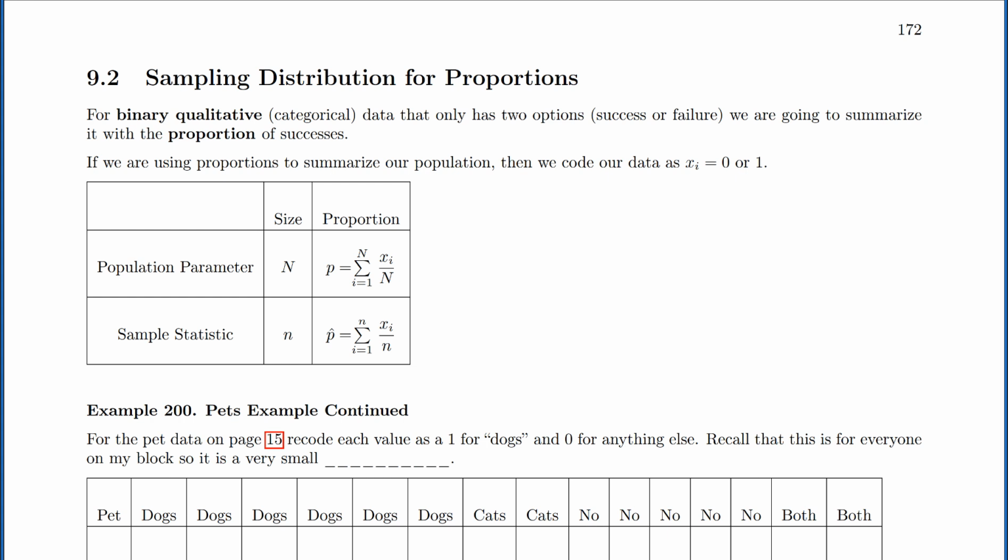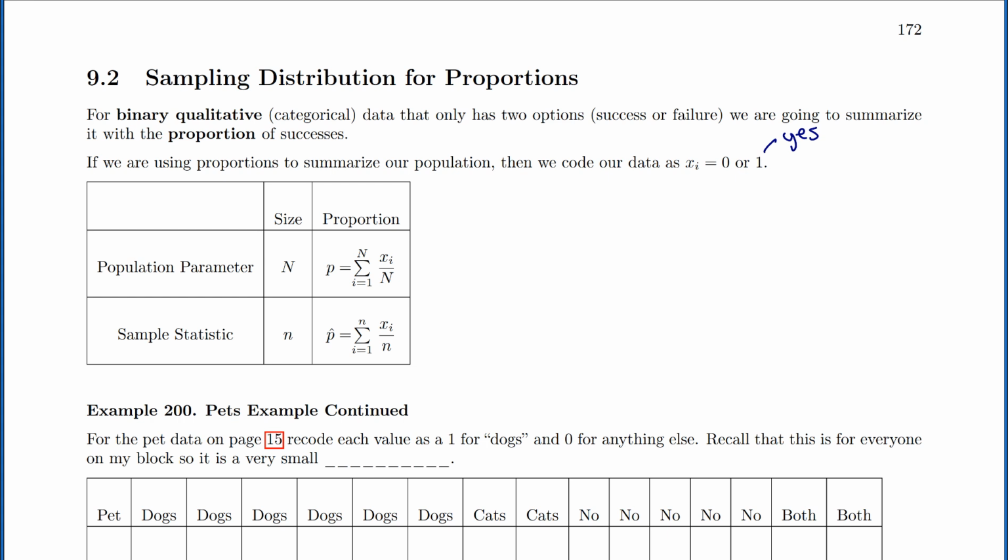So if we have binary qualitative data, remember qualitative is categorical, that only has two options, success or failure, we are going to summarize it with the proportion of successes. So if we're using proportions to summarize our population, then we have to code our data as X, each individual X value has to be a 0 or a 1. The 1 is the thing we want to count, like the yeses or whatever we're actually interested in.